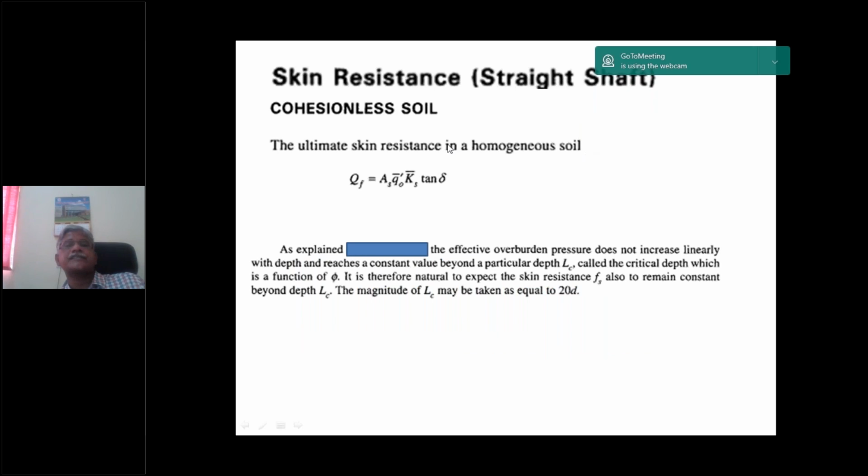The skin resistance, in case of cohesionless soil, is As into Q0 dash, the average effective overburden pressure at that particular layer, and Ks is the coefficient of earth pressure, tan delta is the value, delta is the wall friction angle. So like this, you can calculate for every individual layer, and then sum up so that you can get the total skin friction load.